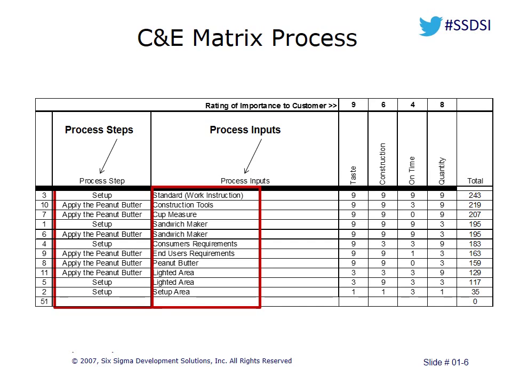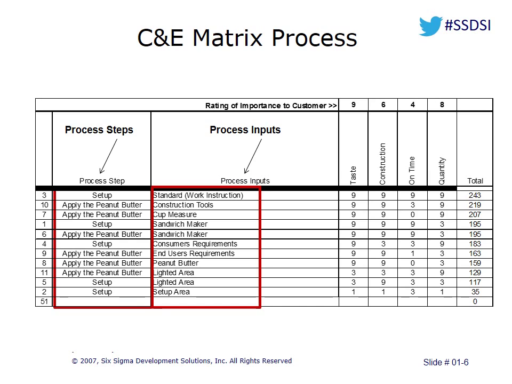Those inputs are construction tools, cup measure, sandwich maker, end user requirements, peanut butter, and lighted area. So I put all of those inputs under the process inputs column. Again, the process step apply the peanut butter has 6 different inputs. I put all of my inputs in for the first step, and then all of my inputs in for the second step, the third step, etc. In this case, we've only got 2 steps: apply the peanut butter and setup.